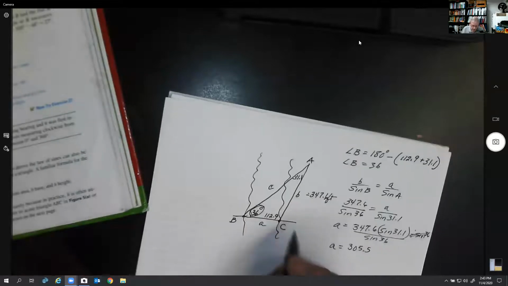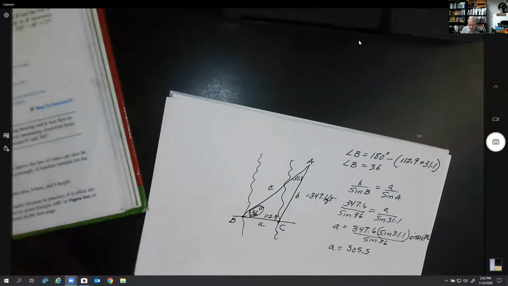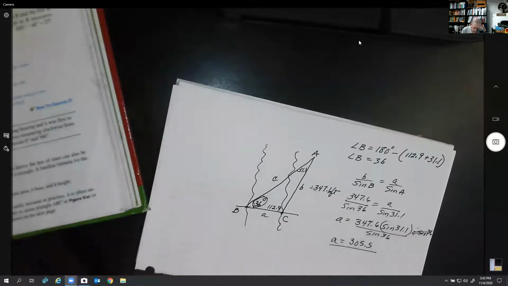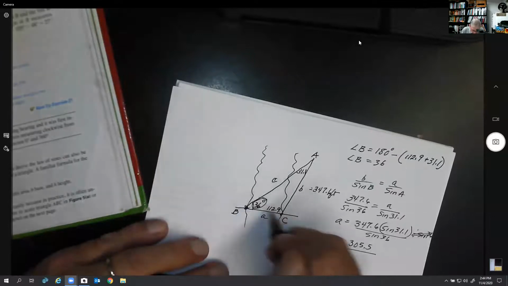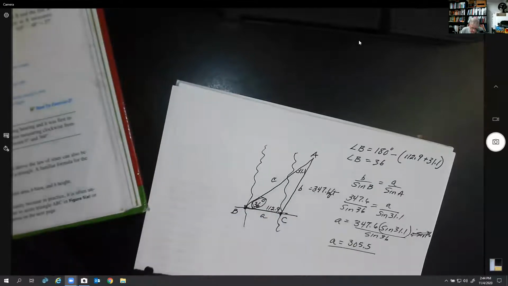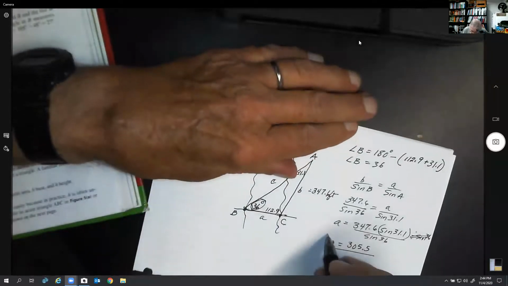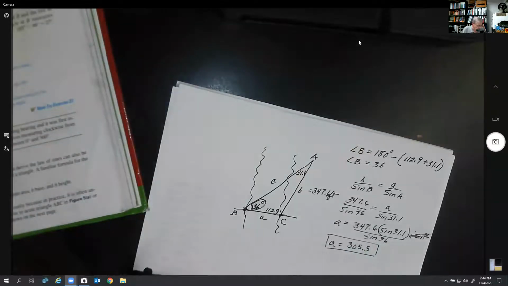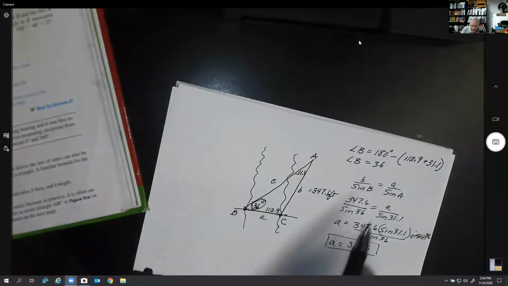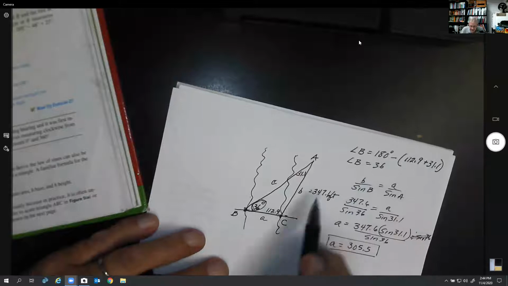305.5. This only went out one decimal point. So 305.5. That would be, what is A? A is the distance from here to here across this lake. If we wanted to find C, let's go ahead and find C. They didn't ask for it, but it would be nice. Actually, all they asked for was A, but we had to find angle B in order to get that.